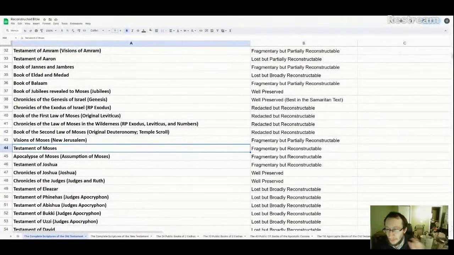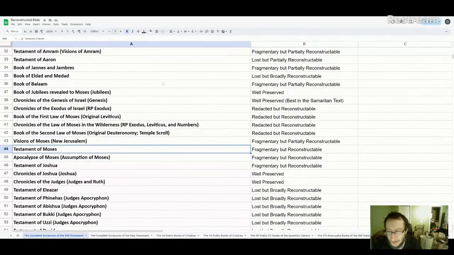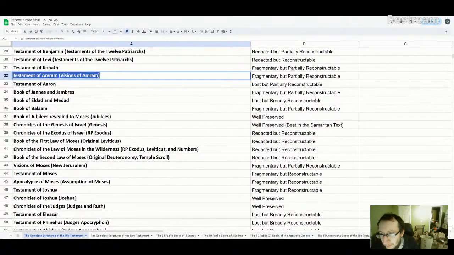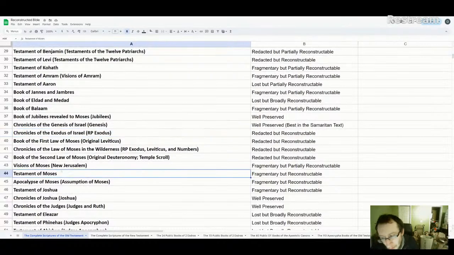Well, we're using all these sources. So to reconstruct it all, hold on, I want to make sure my feed is not stalling. But okay, so how we reconstruct this is we use Josephus' account to fill in some of the Testament of Moses, and we can use Josephus to reconstruct some of the Testament of Amram, by the way, as well.